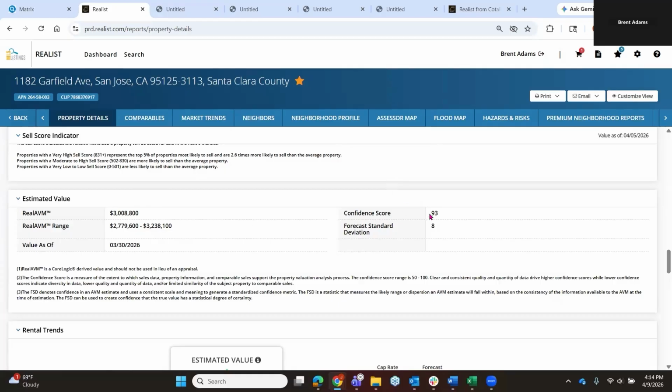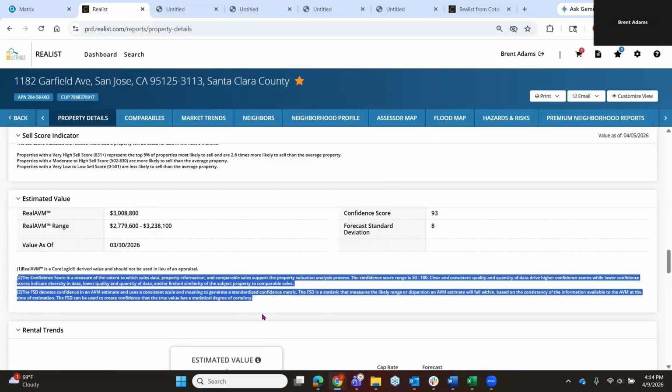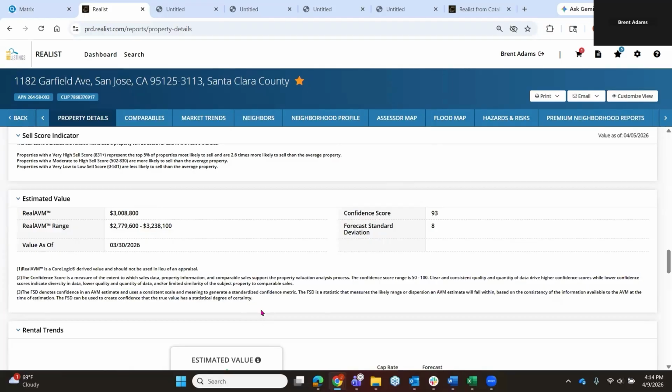So we give you this confidence score and this forecast standard deviation, which are pretty well explained down here at the very bottom in the fine print. But just to read through it in layman's terms, we think there's a 93% chance this property is going to sell between plus or minus 8% of right around $3 million. And that's pretty darn good. You don't see confidence scores get too much higher than that, and you don't see forecast standard deviations get too much lower than that.